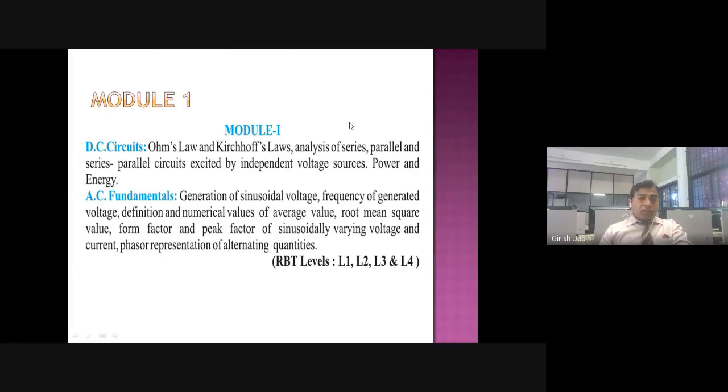The phasor representation: one way of representing alternating quantities is the waveforms, and another way is the phasor representation. This phasor representation is very useful when we are adding voltages, adding currents. So with phasor representation, it would be very easy.